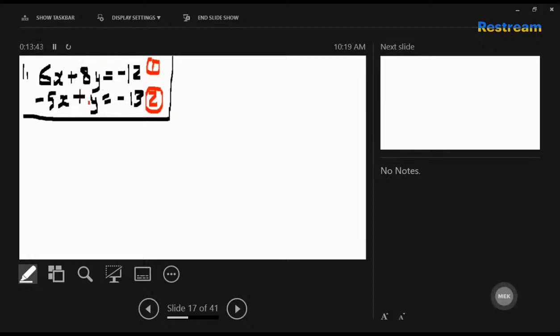So I'm going to work with the y's first. I'm multiplying equation 1 by 1, which is the coefficient of the other y, and I'm multiplying equation 2 by 8. So that's going to give me two new equations. Multiplying all of this by 1 will give me the same thing, and this is going to give me equation 3.